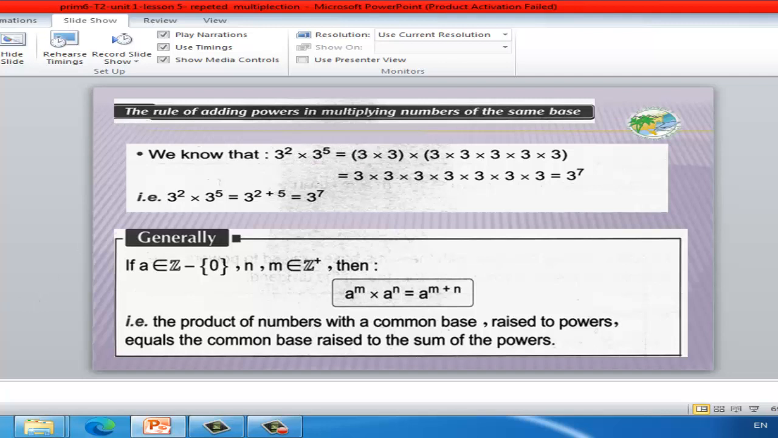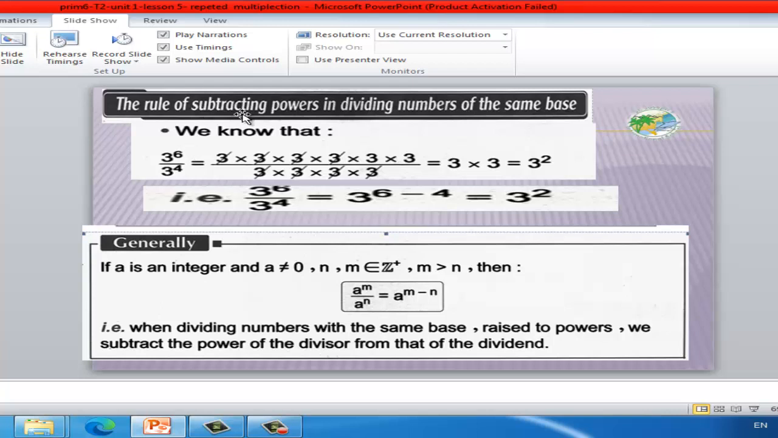In this lesson we took a very important rule for dividing two integer numbers: we subtract the power of the denominator from the power of the numerator, but the bases should be equal.